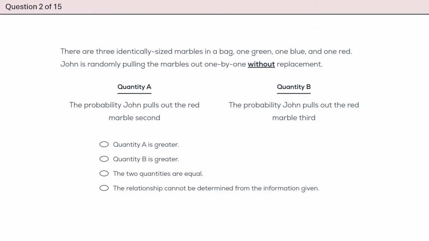So because there's only 3 marbles, green, blue, and red, I would recommend just brute forcing it, writing out every single possibility. So we could choose the green one first, the blue one second, the red one third. We could choose the green one first, the red one second, the blue one third. We could choose the blue one first, the red one second, the green one third, the blue one first, the green one second, the red one third.